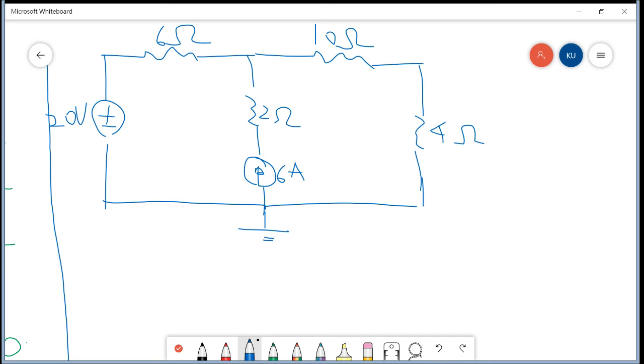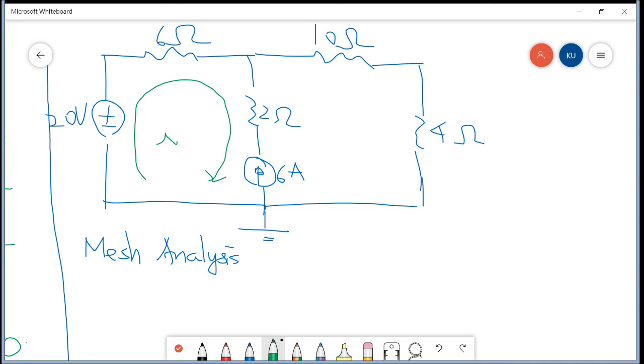So let's try to use the mesh analysis to solve this question. Actually, you can use node analysis, no problem, and it will give you the same answer. But let's try to use the mesh analysis. So first of all, we draw the mesh. So mesh 1 here, mesh 2 here.